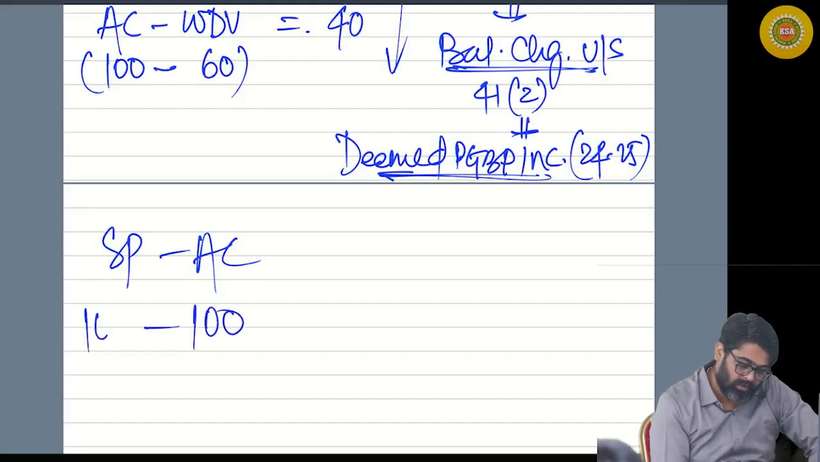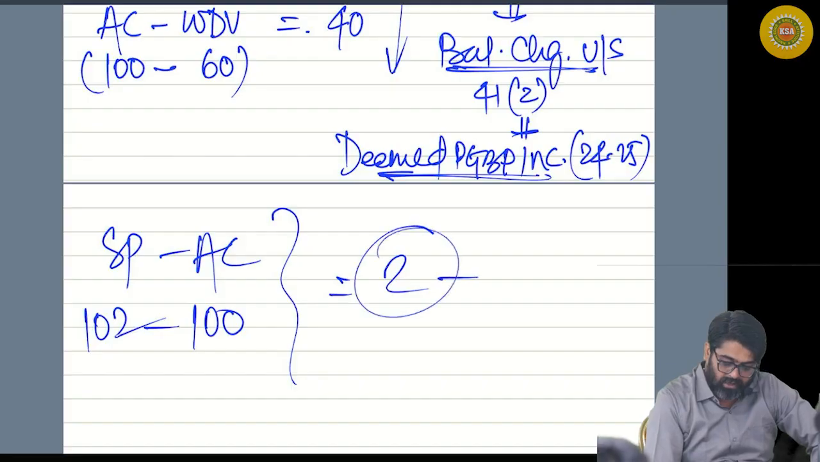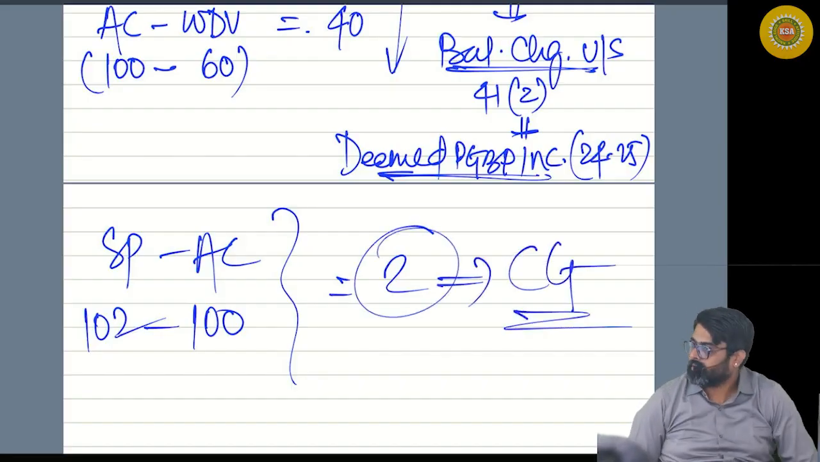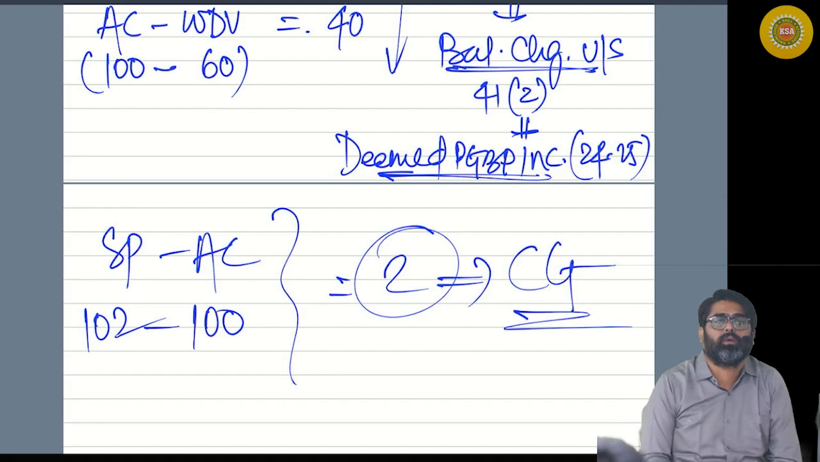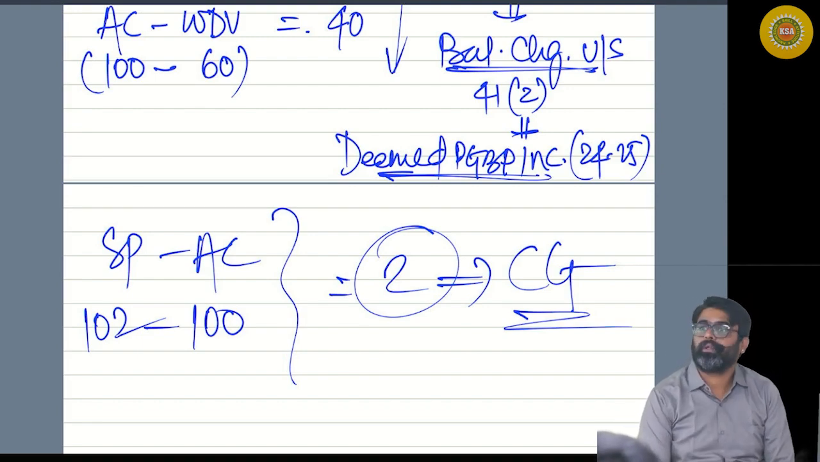How much have you recovered? 102. How much is the amount? 2 lakh. That will be treated as your capital gain. Understood? Yes or no? Things cannot be easier than this. I'm sorry, did you understand?